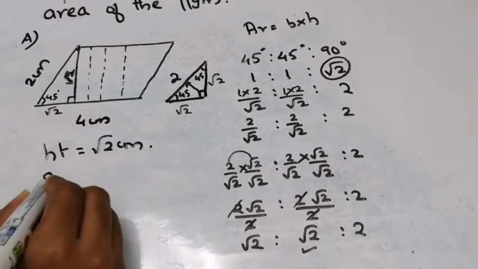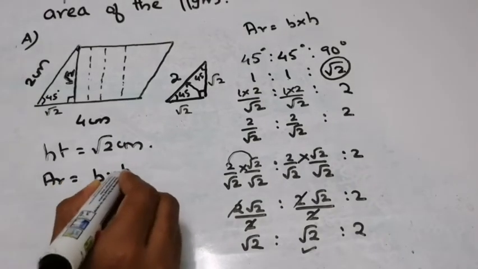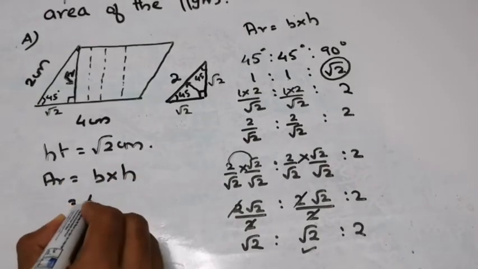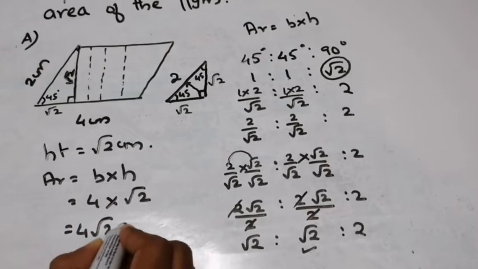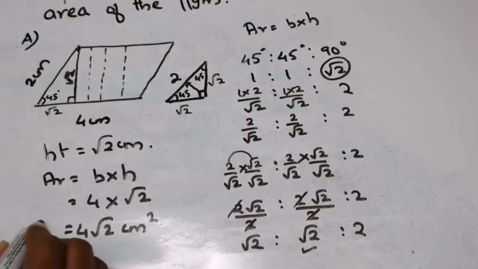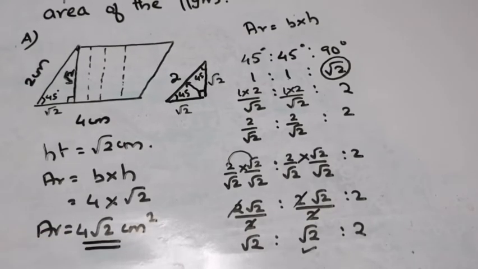Then what is the area? Area is equal to base into height. So the base is 4 centimeter and the height is root 2. So the answer is 4 root 2 centimeter square. This is the area of the parallelogram.